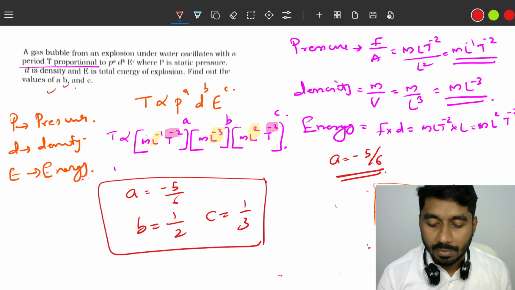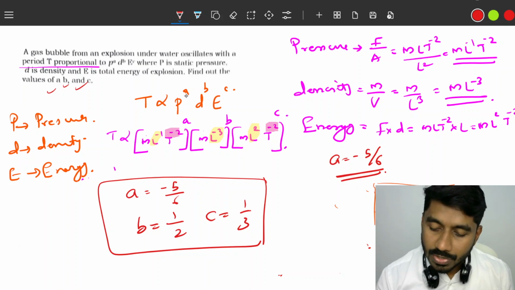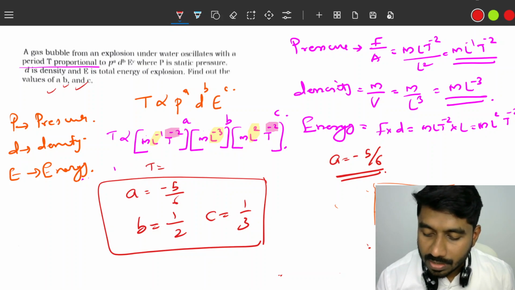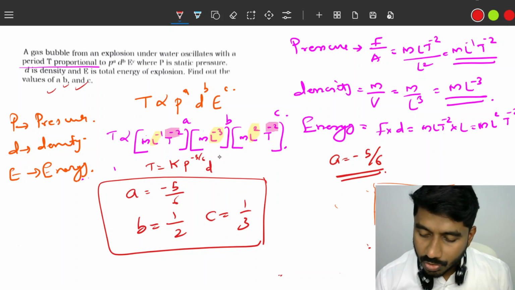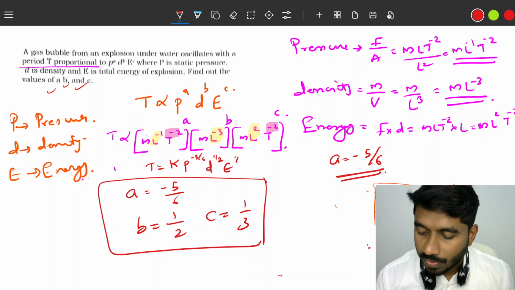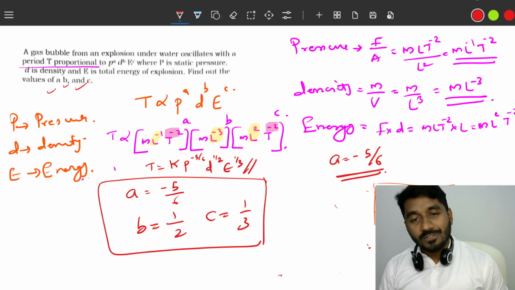They asked to find A, B, C. But you can also just substitute here T equal to, just remove the proportionality, K into P raised to minus 5 by 6, D raised to B, that is 1 by 2, E raised to 1 by 3. This is the proper way of finding the answers.